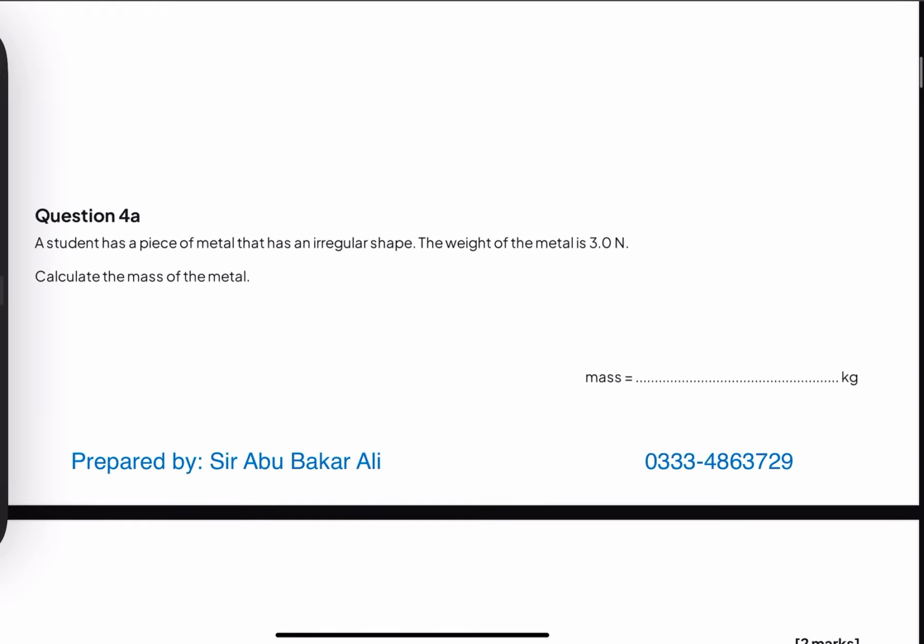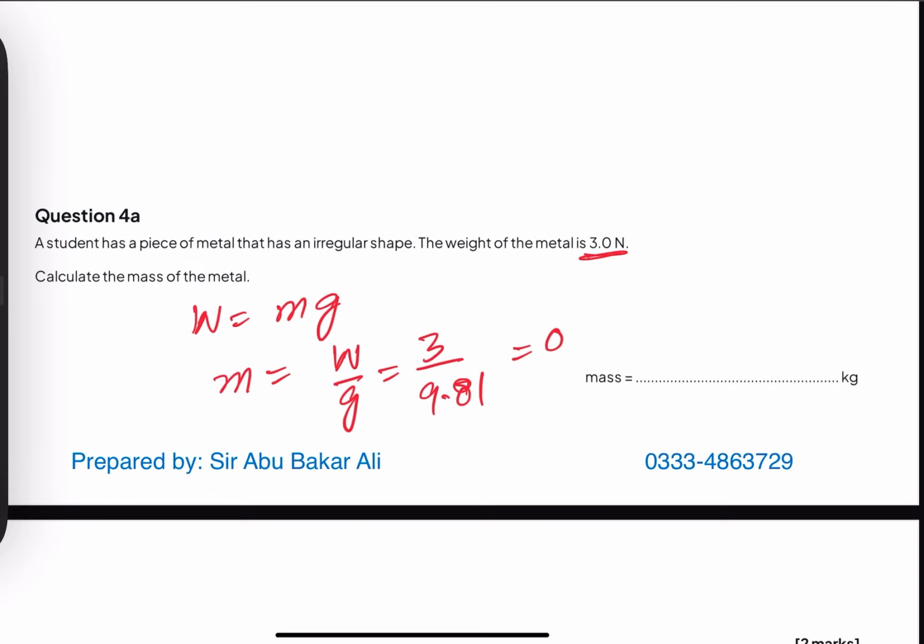Units are given. Okay. 4a, a student has a piece of metal that has an irregular shape. The weight of the metal is 3 Newton. You have to find the mass. Okay, so weight is equal to mass times g. g is 9.81, so m will be weight divided by g. Weight is 3 and g is 9.81, which is constant for the earth. That is equal to 0.306 kg. Okay, so we can write down 0.3 kg.